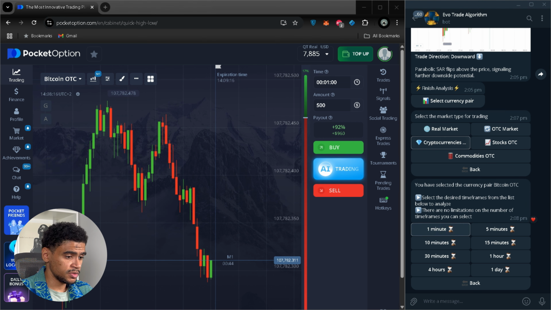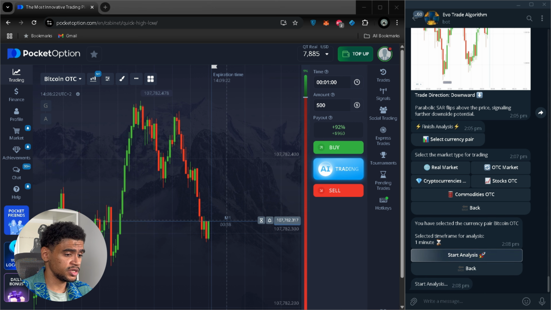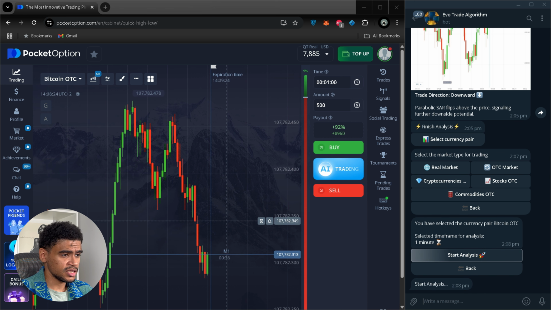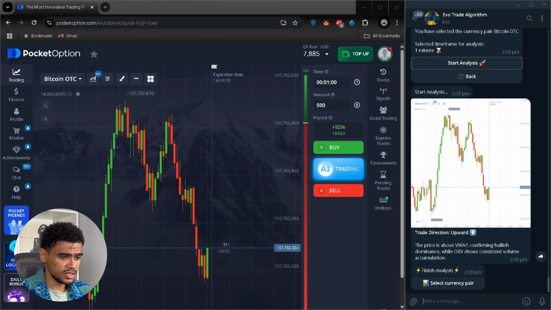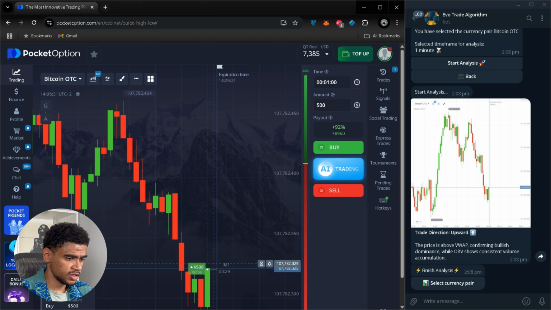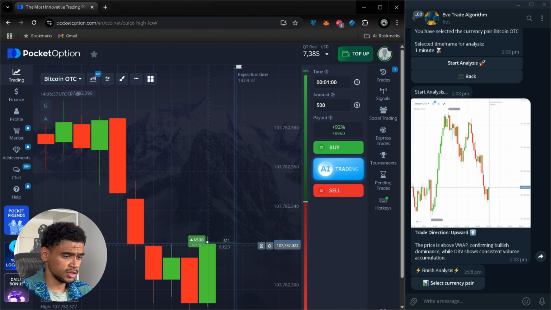And once again, 1 minute, and I want to warn you that Bitcoin is extremely volatile. All of the crypto is extremely volatile, so this is not gonna be an easy trade. We press start analysis, we have 92% payout, which is great. And now let's see, we have a buy position here coming in. I'm gonna place $500, wait for a second to see if the price drops. If it doesn't, we're gonna keep it as it is, but I believe that the price will go down.